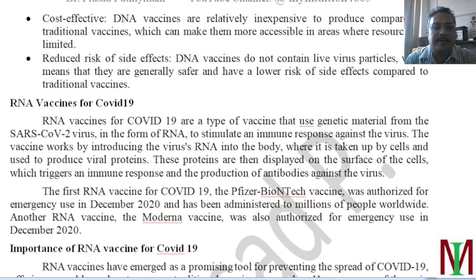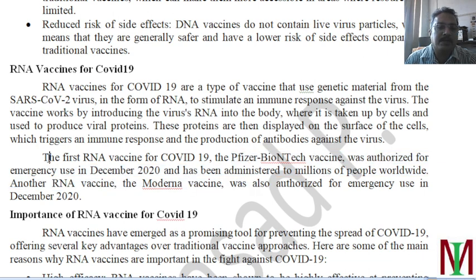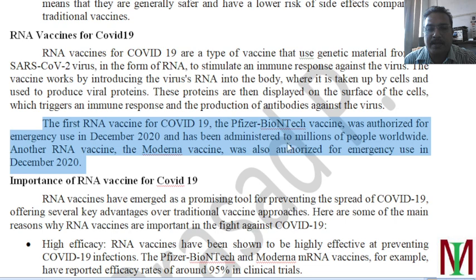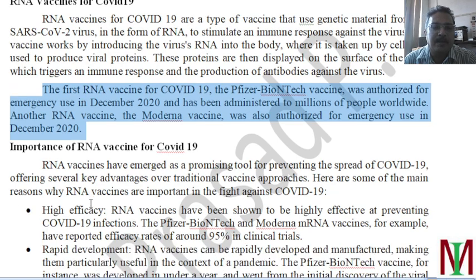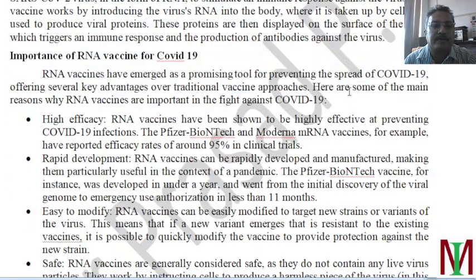Okay, then RNA vaccines for COVID-19. What is an RNA vaccine, and how that vaccine is prepared, all these things are here, and even some of the companies, which are not needed actually. You can omit this. We are not asked about any company, so you can use only the first paragraph, which mentions what RNA vaccines are. Then for the importance, I'll delete it and give.